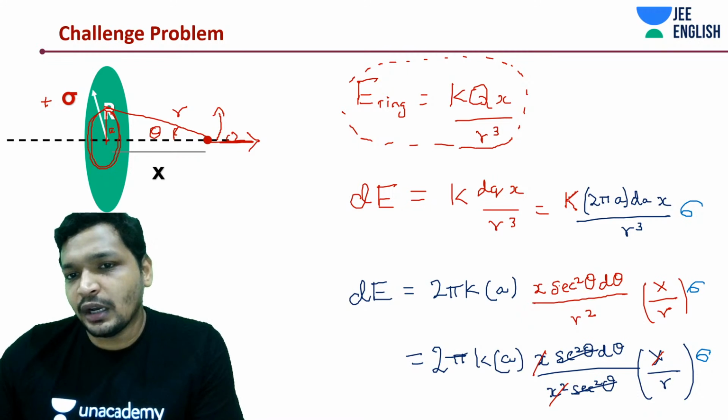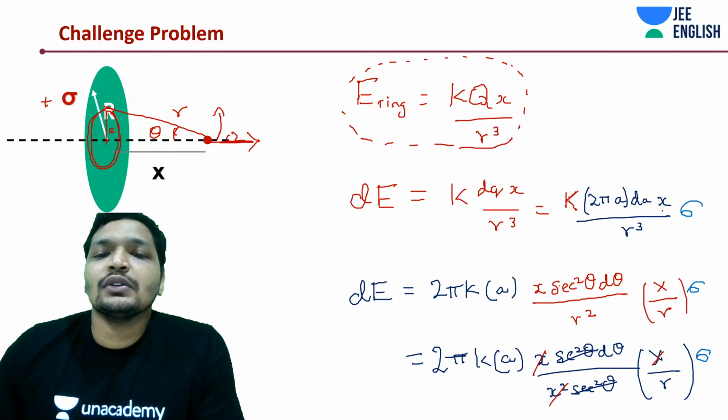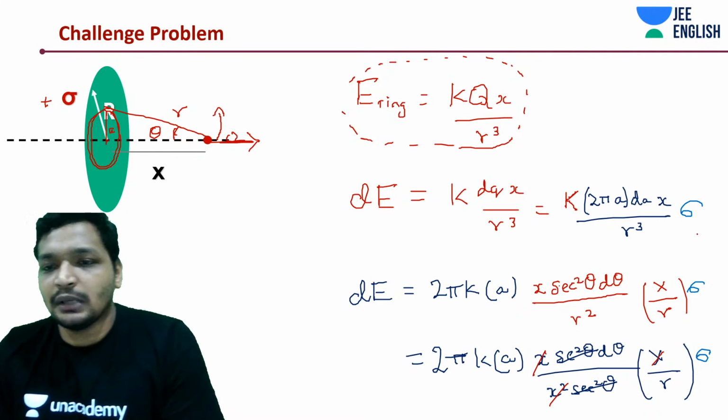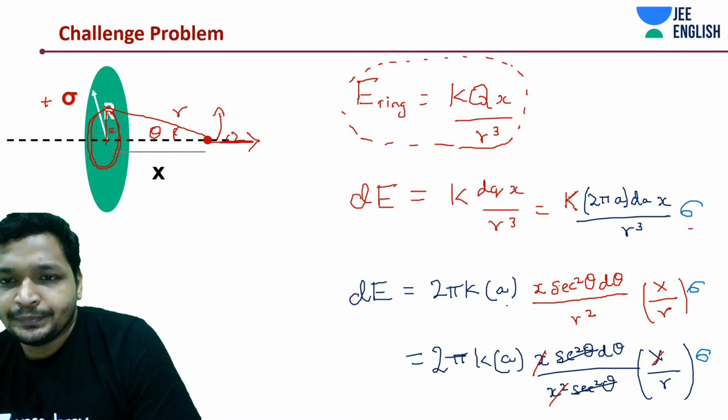K into d cube by r cube into x. K into 2 pi a dA into x. This is all fine. Divided by r cube into sigma. Sigma should be present. And 2 pi k into a.